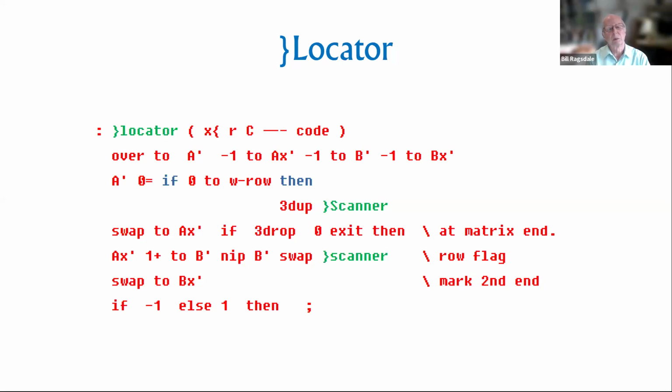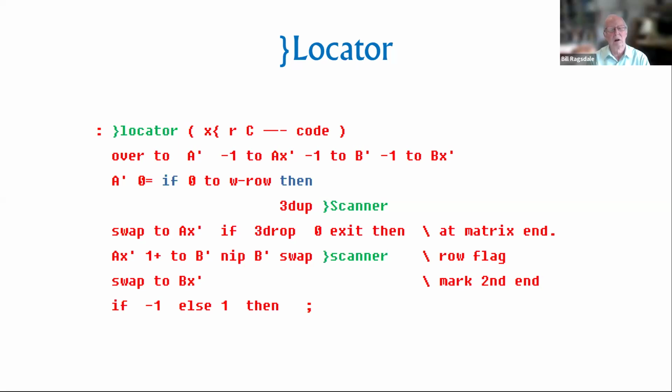So 3dup duplicates the input parameters and applies the scanner. And the scanner always identifies AX prime, which is the ending row, and the flag that was returned is tested to see are we at the matrix end. If we are at the matrix end, there has only been one row found, and so the value of 0 will be placed on the stack and exit is made.